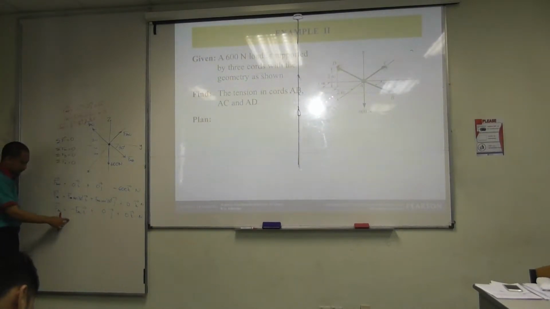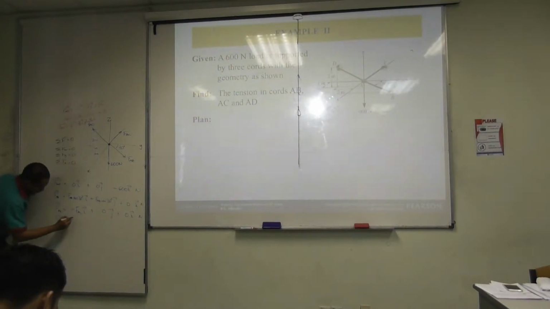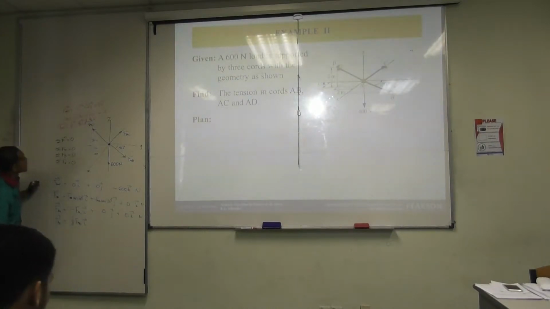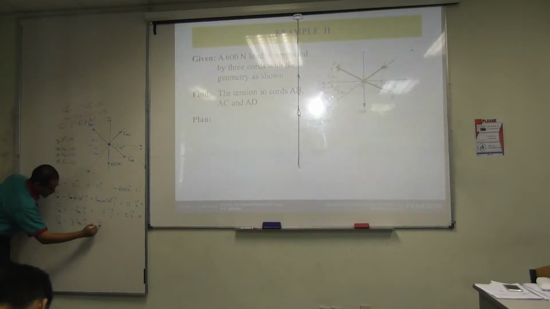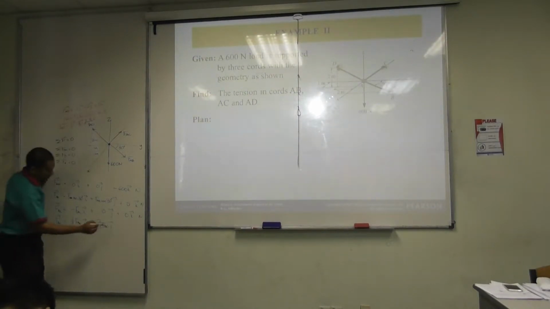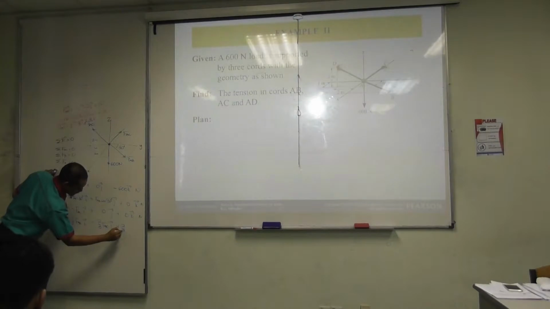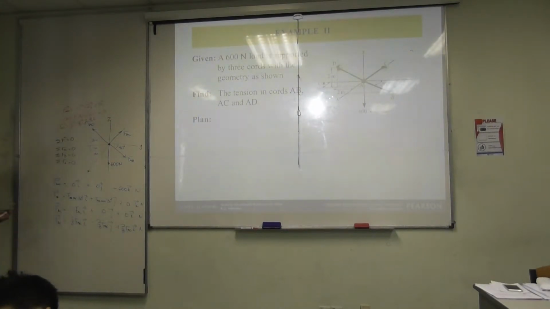So what do you get here? 1 over 3 FAD I minus 2 over 3 FAD J plus 2 over 3 FAD K. Alright, so we have expressed all the four forces in Cartesian vector form. What to do next?